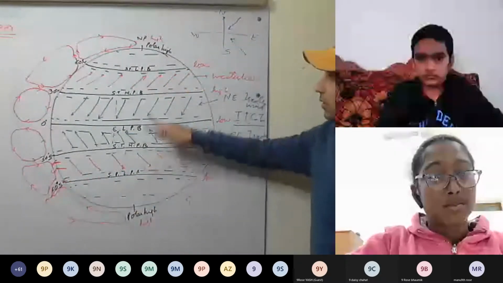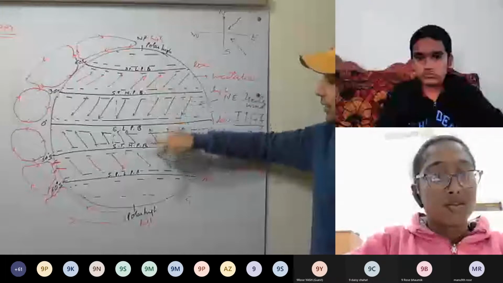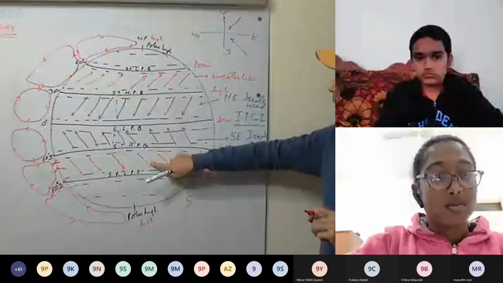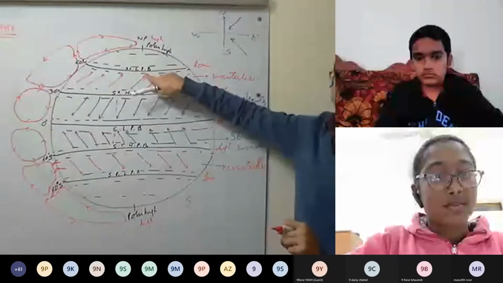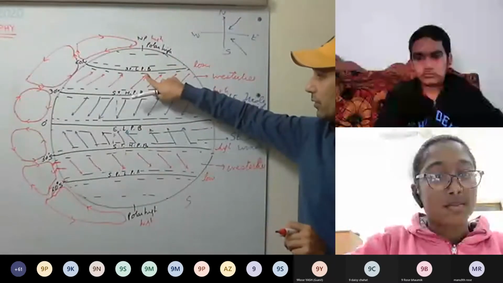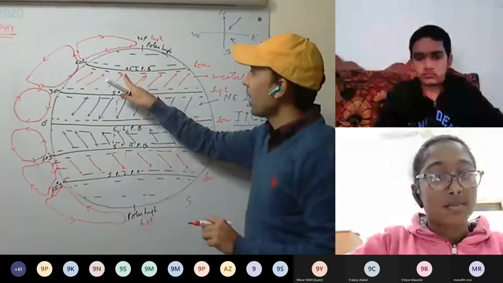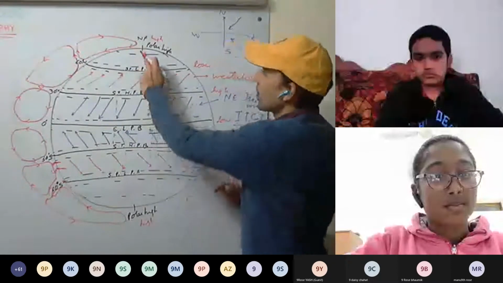This is clear? Westerlies. There is more about westerlies. We'll discuss more when we discuss the pressure belt, shifting of pressure belts, and the Mediterranean climate as well. Okay, now easterlies.